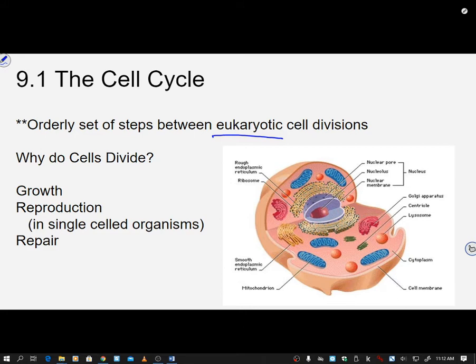Reproduction, so in single-celled organisms, they're constantly reproducing and splitting. They will literally go through mitosis to split and become two. And then to repair cells, we need to repair cells, which is kind of a good jumping point from what we just did. We have cells that maybe were dying or damaged during immune system stuff, and so then we need to repair them or maybe get rid of them altogether and build new ones.